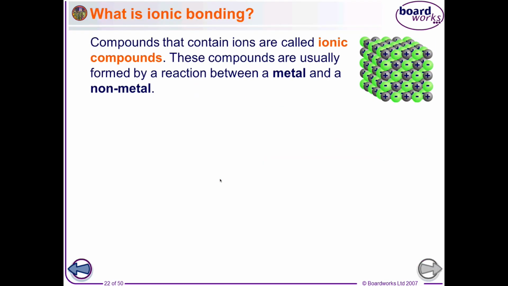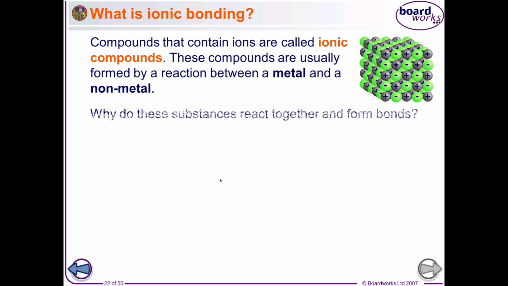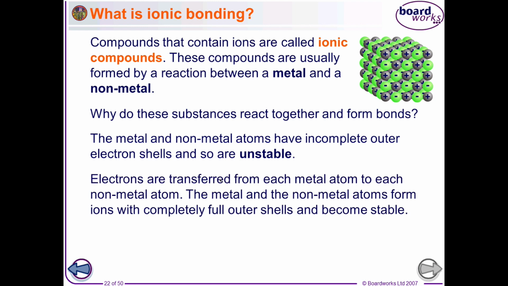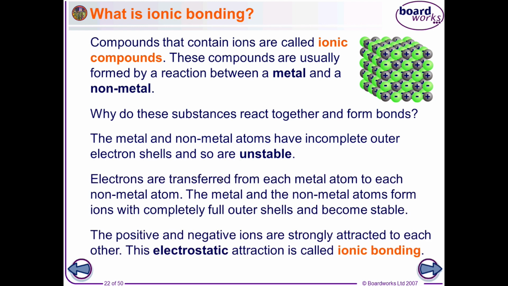Right, ionic bonding itself. So the metal joins to a non-metal and they make an ionic bond. We're going to look into more detail about why that happens, but generally the electrons are transferred from the metal to the non-metal, and we get then an electrostatic attraction called ionic bonding.